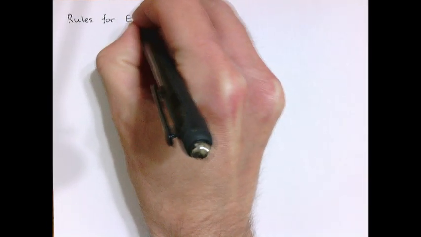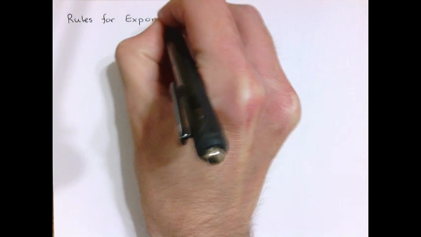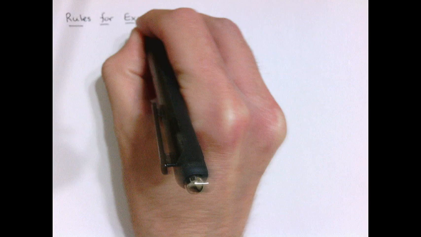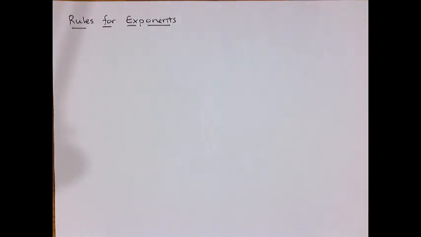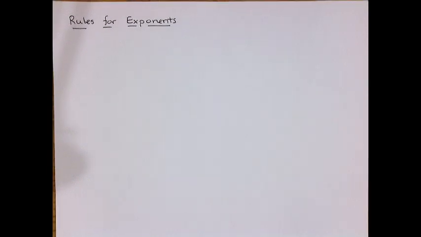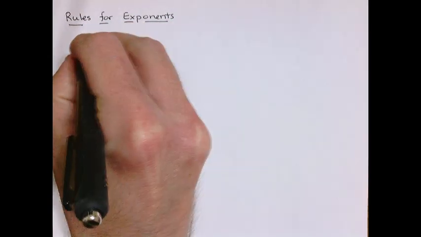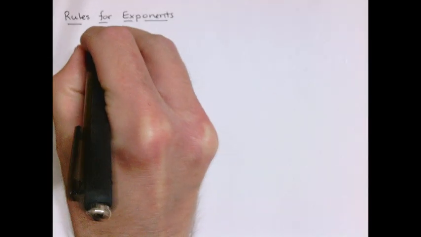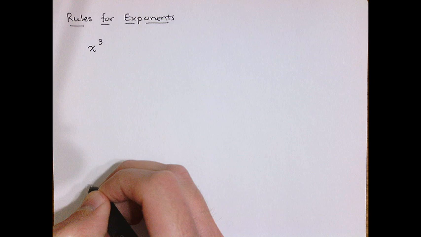All right, just some classic rules for exponents. Now, before you even get into rules for exponents, one of the things we need to remember is what is an exponent anyway. So we're just going to look at a basic expression like this. If I have x to the third power.